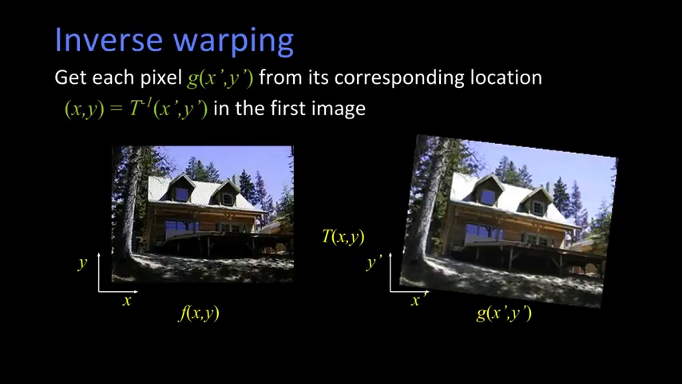Given some pixel x prime, y prime in the new place, transform back, figure out where it came from. So now x, y is T inverse of x prime, y prime in the first image, right? So I have a pixel on the right, I figure out where it came from in the left. Now you have a different question to ask. You no longer ask, what happens if I get sent to a location between pixels? I now have to ask, what happens if a pixel comes from between two pixels?